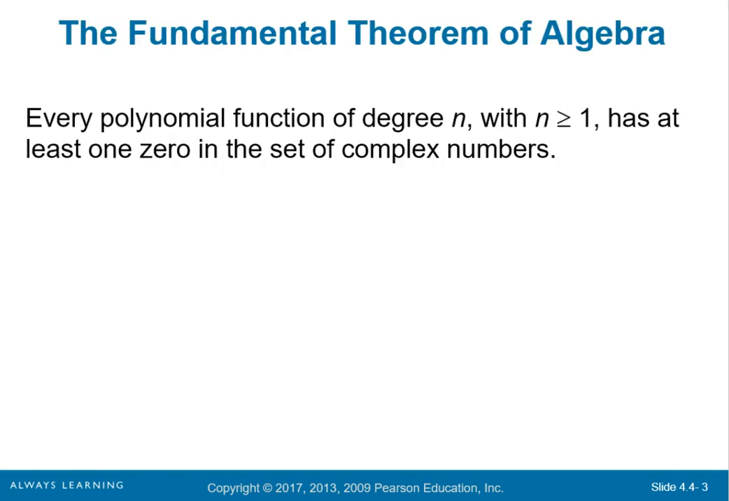We're going to start with the fundamental theorem of algebra. Basically what that boils down to is that every polynomial function that has a degree equal to or greater than 1 has at least one zero in the set of complex numbers. Now, that doesn't mean there has to be a real number, but there does have to be a complex number. We're going to talk about how we can find out how many real zeros there are towards the end of this lesson.